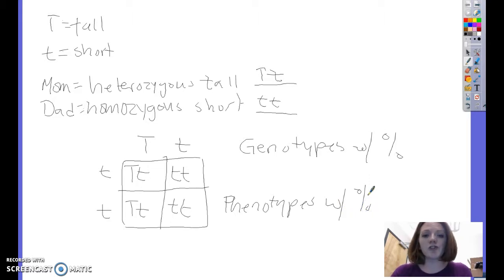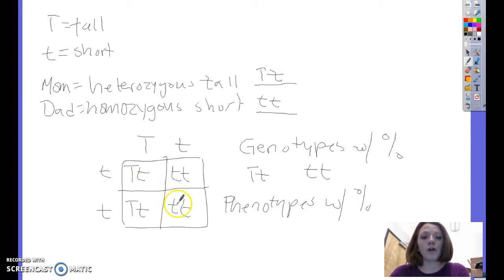Okay, so genotypes. Remember, genotypes are genes. So what are our genotypes in this particular Punnett square? Take just a second and look at it. Genes are letters, so we're going to use letters. You have two of them, right? You have a big T, little t genotype, and you have a little t, little t genotype.